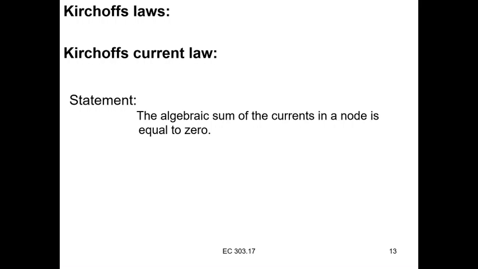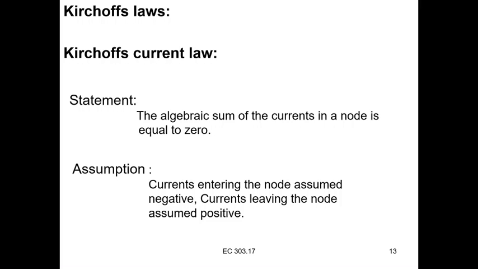So wherever this Ohm's law is not applicable, then we go for Kirchhoff's laws. Kirchhoff's current law. This Kirchhoff's current law states that the algebraic sum of currents in a node is equal to 0, or the currents entering into the node are assumed negative and the currents leaving the node are assumed positive. The net current is equal to 0. This is Kirchhoff's current law.